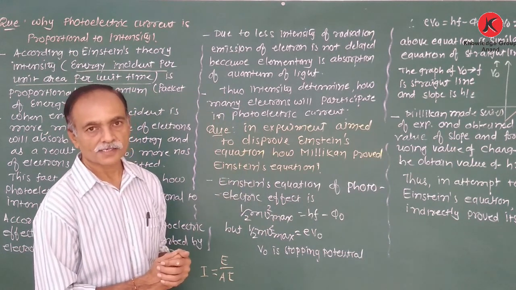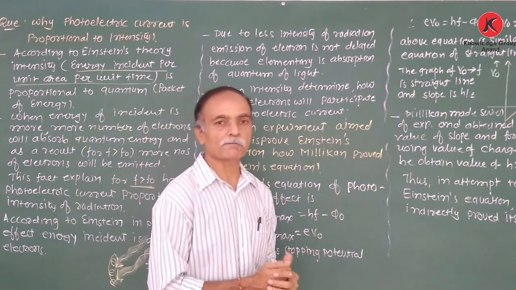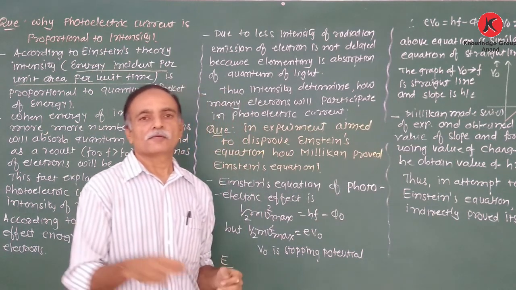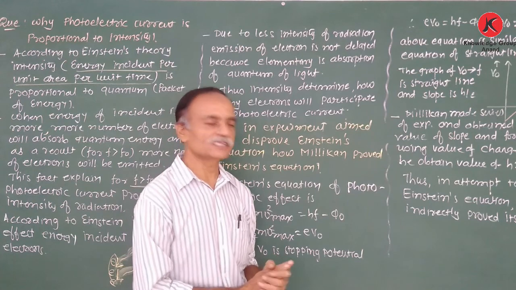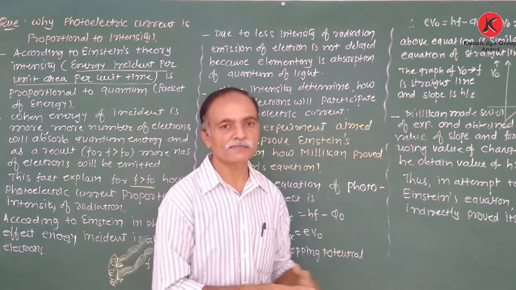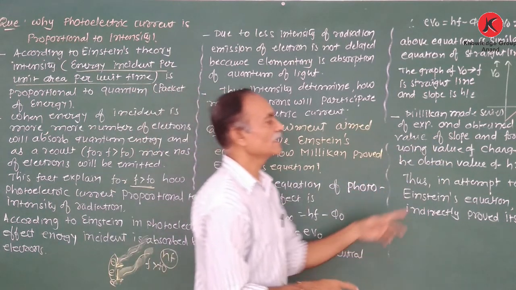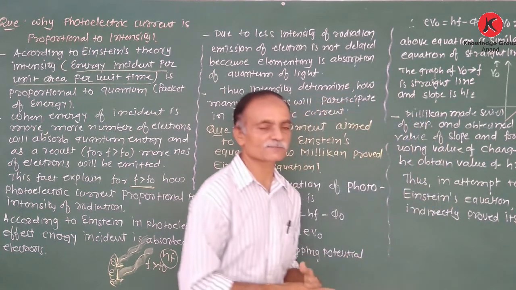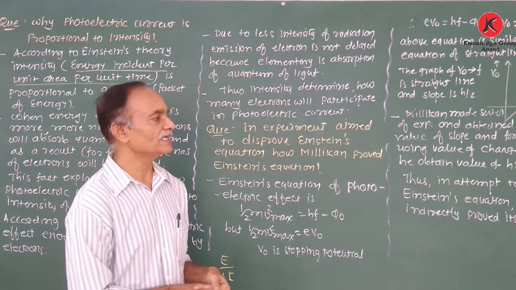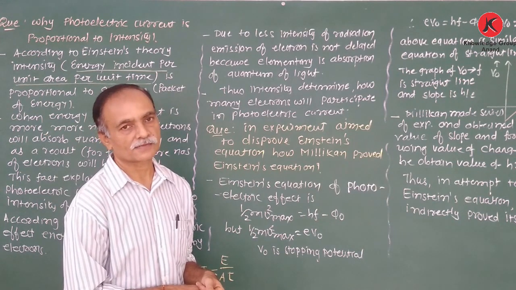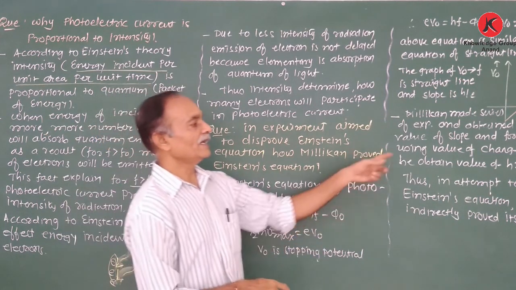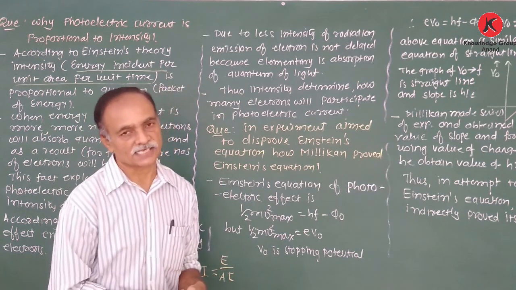But he obtained the value of Planck's constant by a series of experiments. So this value is the same and is equal to the given value of Planck's constant, 6.626 into 10⁻³⁴ joule second. So he indirectly proved Einstein's equation.